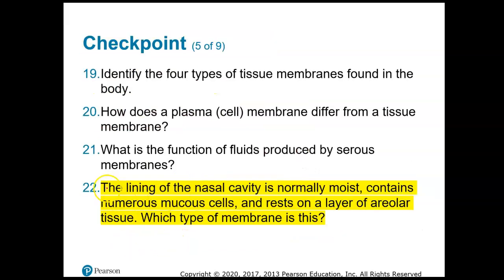Checkpoint question. The lining of the nasal cavity is normally moist, contains numerous mucus cells, and rests on a layer of areolar tissue. Which type of membrane is this? It is a mucous membrane.